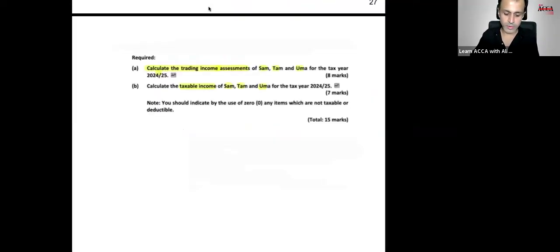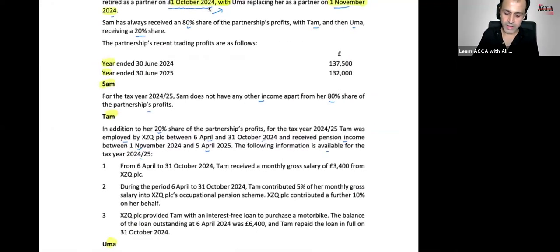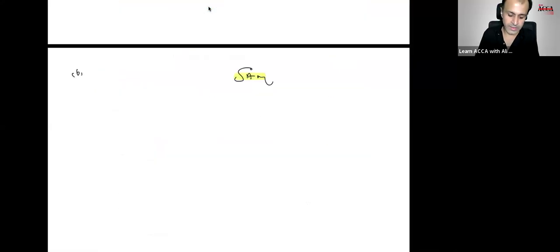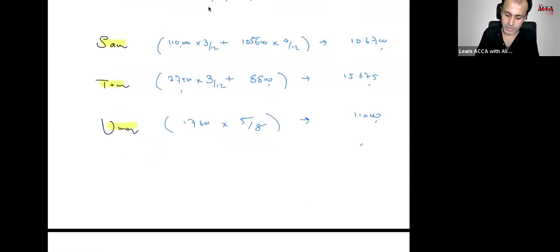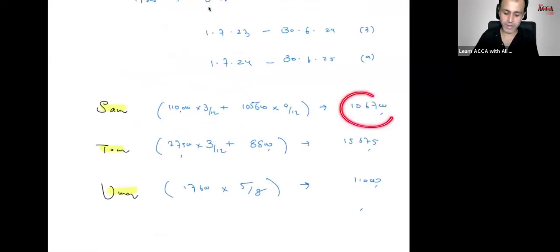For this, I have to look into the facts that say, for the tax year 2004, Sam does not have any income apart from his 80% share of profit. So the only thing that will go into the tax year is the profit that we have worked out, 106,000, because he only has profit. He does not have employment, savings, property, or any other income. The only thing that he has is the profit of the trade.